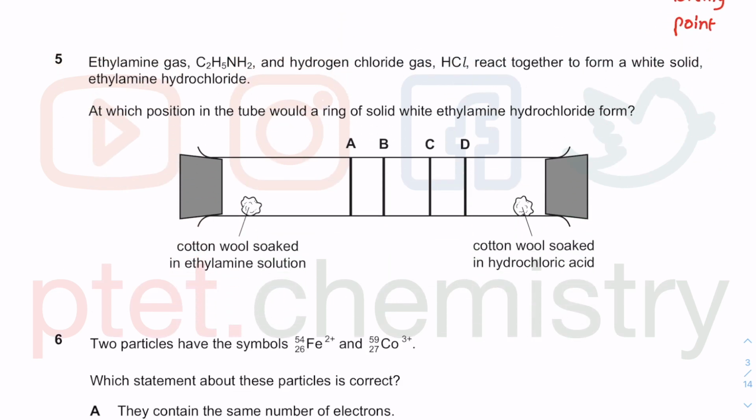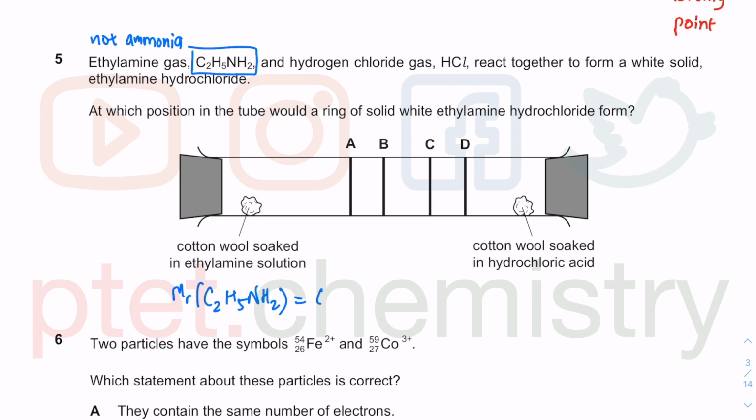Question number 5, you have ethylamine, which is not ammonia. So we cannot always assume it is ammonia. The question very clearly gives you the formula. So the first thing we do is find the Mr of C2H5NH2.